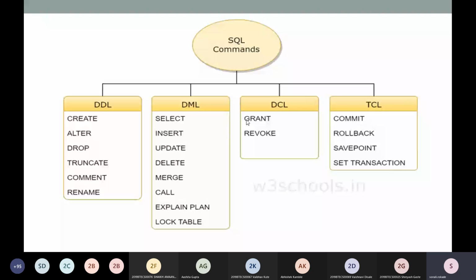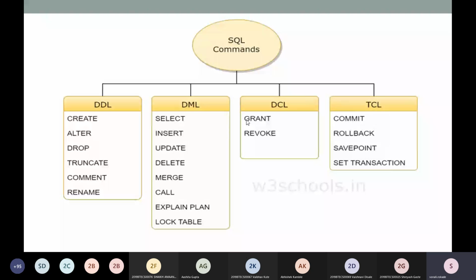Some of the statements we have already seen: create, alter, drop, truncate, comment and rename. Then select, insert, update, delete, merge, call, explain plan, lock table. Merge, call, explain plan, lock table are not included in your syllabus, but we will have a look at them: what the structure is and how we are going to perform them. When we finish this module, we will take a look at that also.